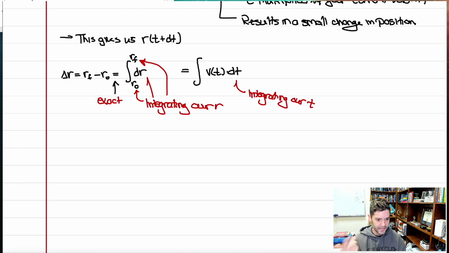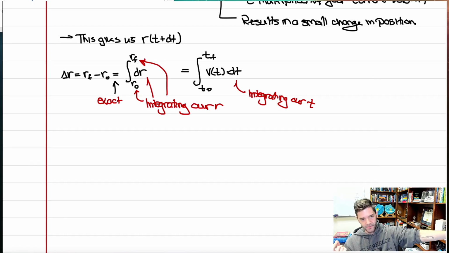Also, that means my limits have to be appropriate. In this case, the limits are not r naught and r final, but they might be t naught and t final: the times associated with whenever your position is r naught, and whenever your position is at r final. All right, so let's not be sloppy about the notation here.